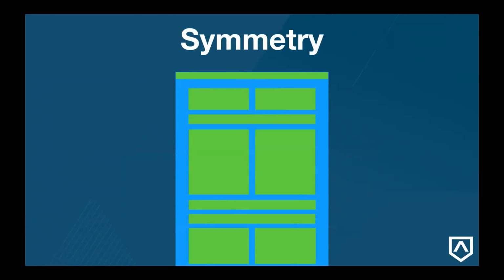Symmetry. Many untrained designers tend to design with symmetry automatically. That is centering objects, making things even, making objects on the left and the right match each other in size and spacing. Symmetry is not bad, but it tends to be less engaging than other compositions.